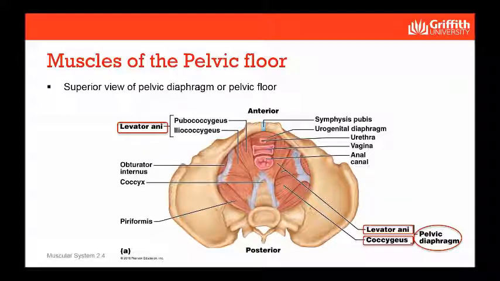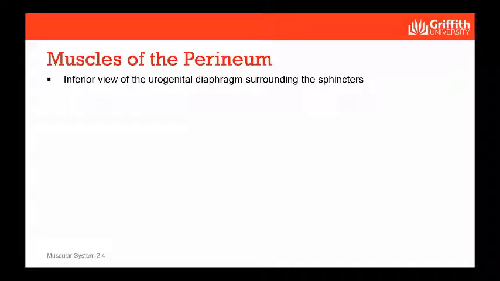Coccygeus assists levator ani in supporting the pelvic organs, as it forms the posterior part of the pelvic diaphragm. The pelvic floor is pierced by the rectum and the urethra, and also the vagina in females. The region inferior to the pelvic floor is the perineum.